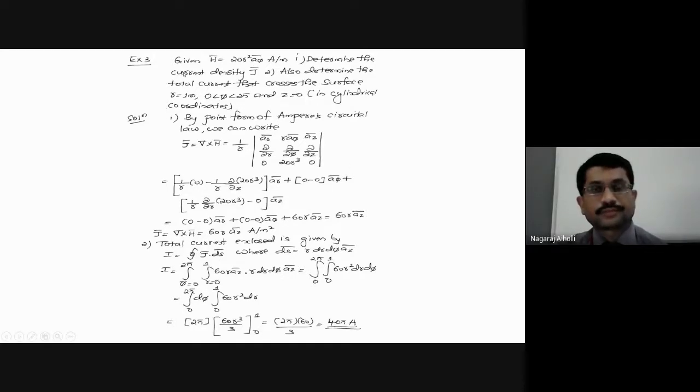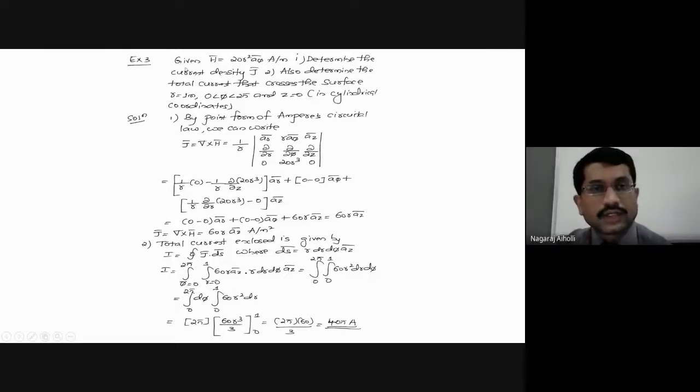Did you all note down? Yes, sir. Read the given question. Given H bar is equal to 20 r square a phi bar ampere per meter. Magnetic field intensity is given. Determine the current density J bar. They have asked to find the equation or the value of J bar, current density. Second part of the numerical, also determine the total current that crosses the surface, the region or the boundary given by r equal to 1 meter, 0 is less than phi that is less than 2 pi, and z equal to 0 in cylindrical coordinates.